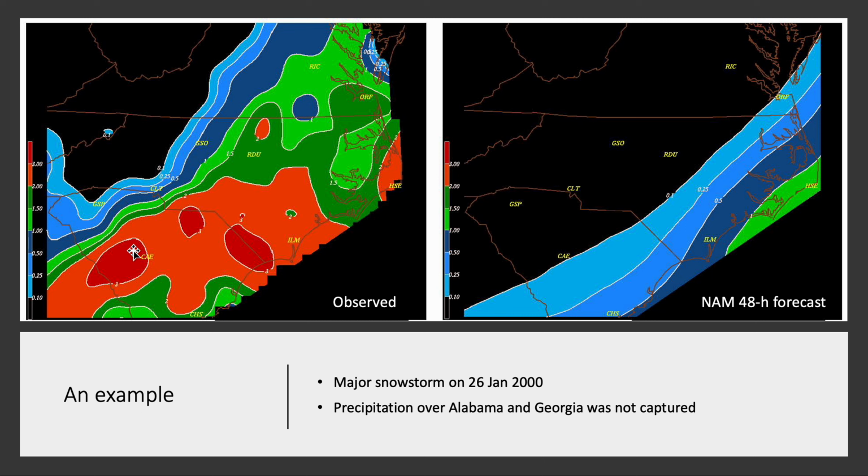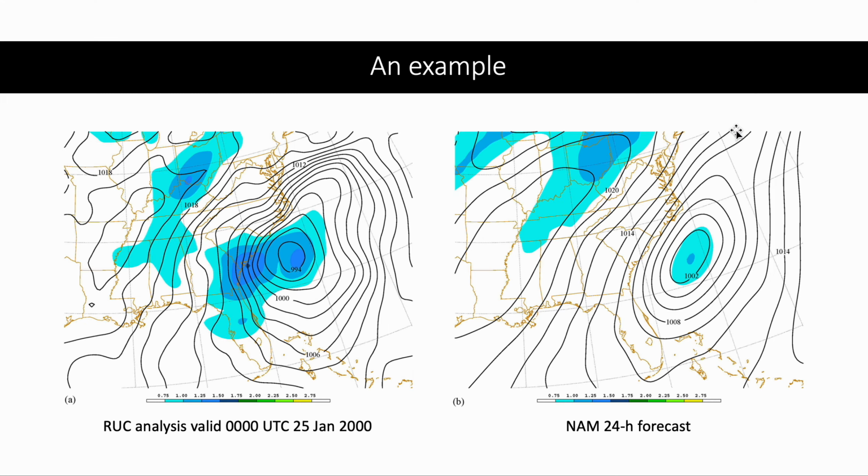And on the left-hand side, we are looking at the analysis of precipitation versus the model forecast, okay? The left is the observed precipitation, the right is the 48-hour forecast, so forecast for 48 hours ahead. Notice the incredible difference between this over here, major snowstorm, mostly Georgia, I want to say, and maybe a little bit of South Carolina, versus a forecast that said, no problem, we're not going to have anything.